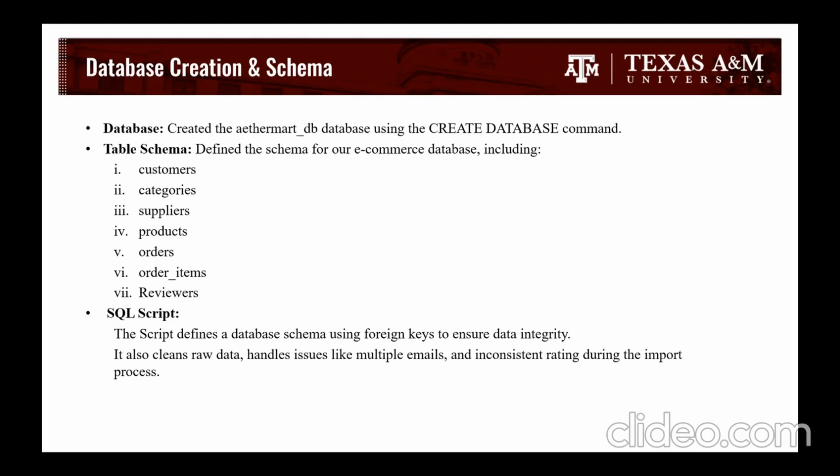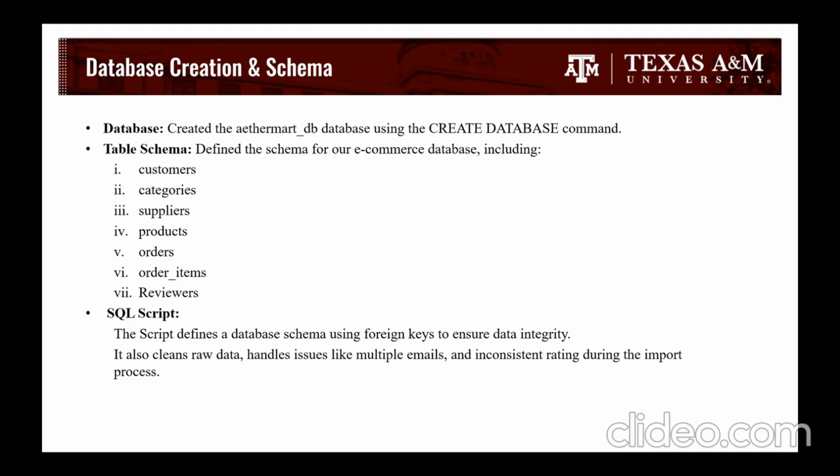Moving on to the next, that is database creation and schema. Once we have transferred all the data to our Ubuntu EC2 instance, the next part is the database creation, so storing the data. We are using the create database command for creating a database, and we created EthermartDB. That is the database name. We have a couple of tables like customers, categories, suppliers, products, orders, order items, reviewers. These tables also we have to create.